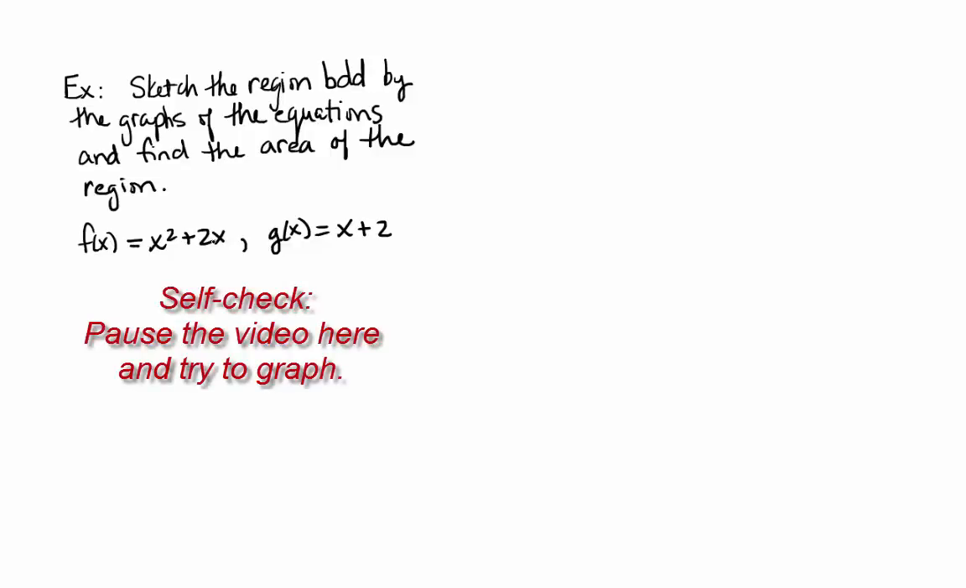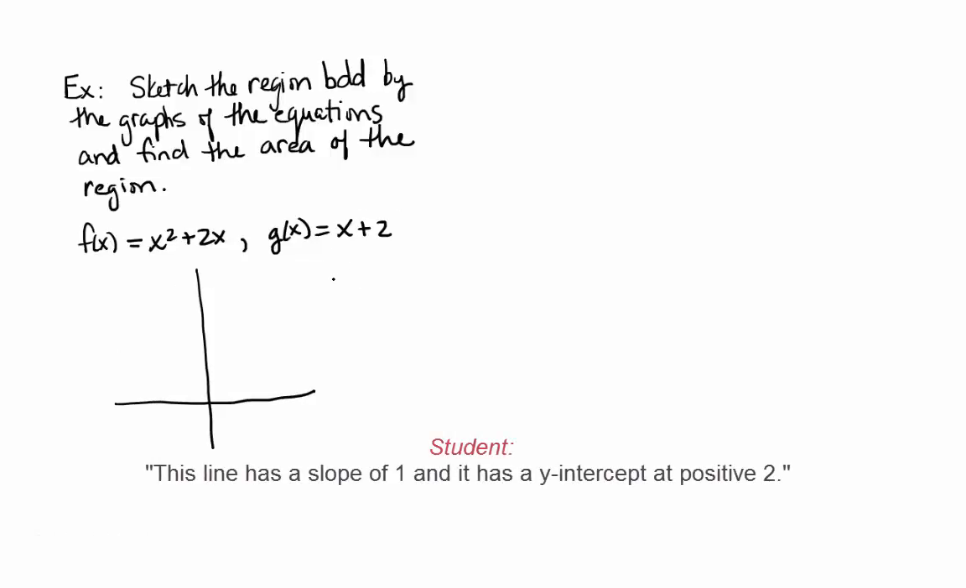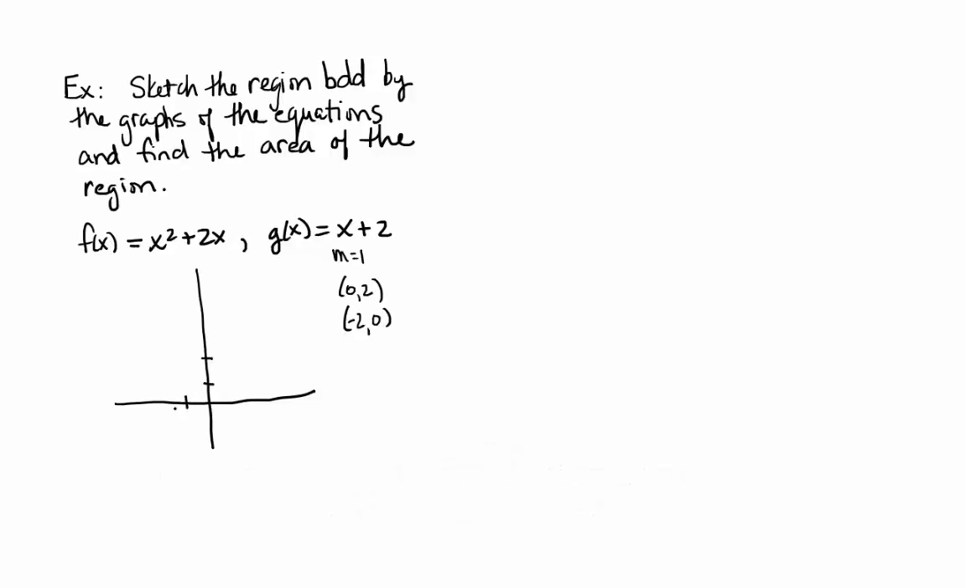Okay, so what did you do first? Did you graph the line? Okay, so what do we know about lines that we can use here? This line has a slope of 1. It has a y-intercept at +2. Good. And an x-intercept at -2. Good. Okay, so let's just plot those 2 points then. And so that's g.